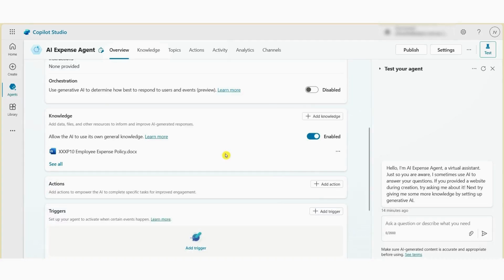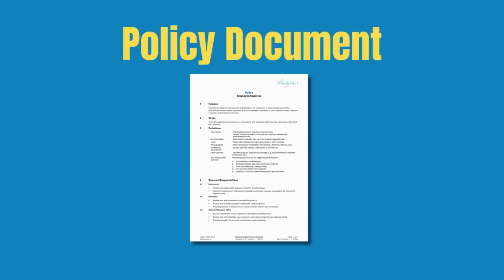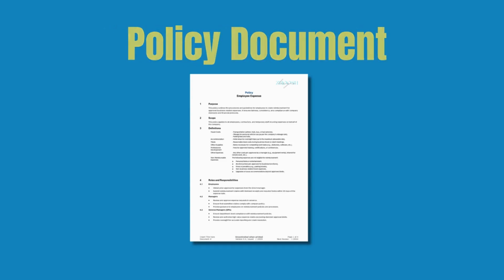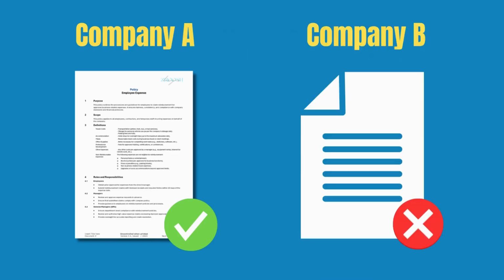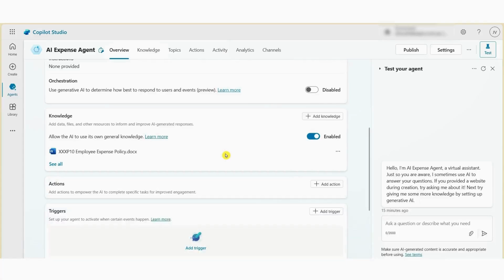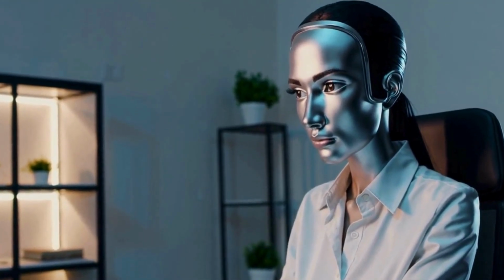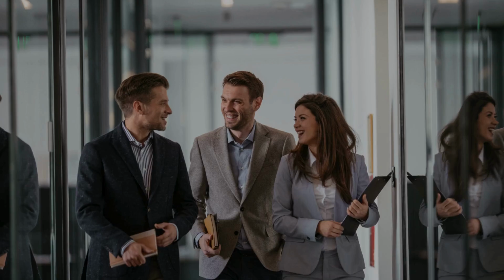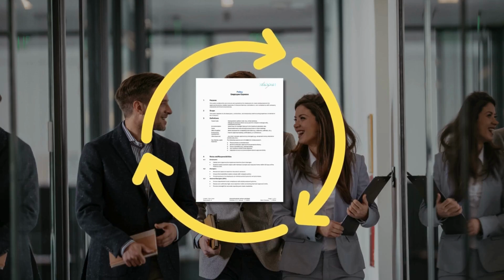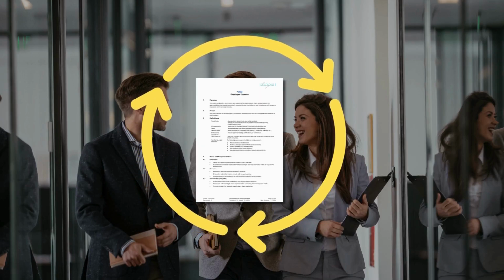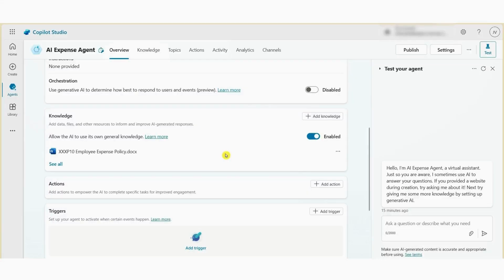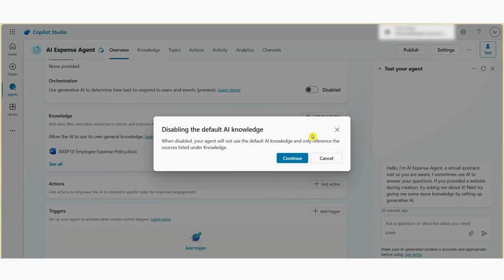So the first reason is that when it comes to a policy document, the policy document is unique to an organization. So you want the AI agent to only refer to that document and not use external information from another company, as an example. The second reason is that we don't want the AI agent to make things up, and we want the AI agent to refer to the unique policy document as it relates to a particular organisation. So let's toggle this off.